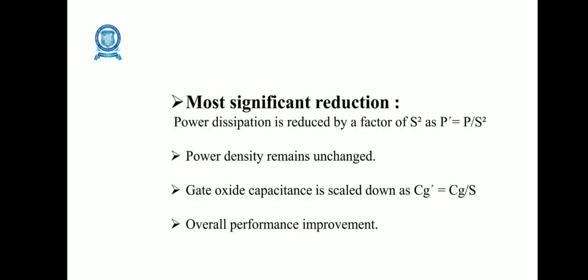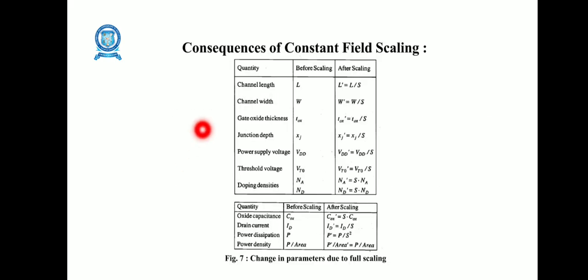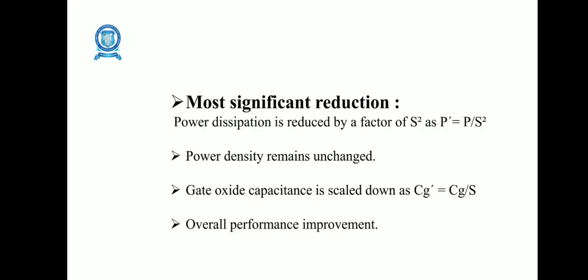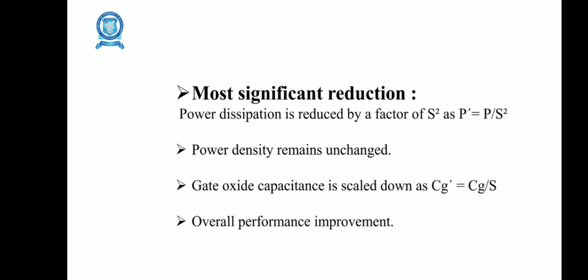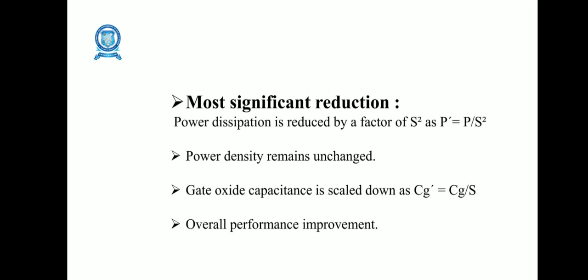You can see the consequences of constant field scaling: channel length, channel width, gate oxide thickness, junction depth, power supply voltage, threshold voltage, and doping densities, before scaling and after scaling. The most significant reduction is in power dissipation, which is reduced by a factor of S squared, as P dash equals P by S squared. The power density remains unchanged, the gate oxide capacitance is scaled down, Cg dash equals C by S, and overall performance is improved.